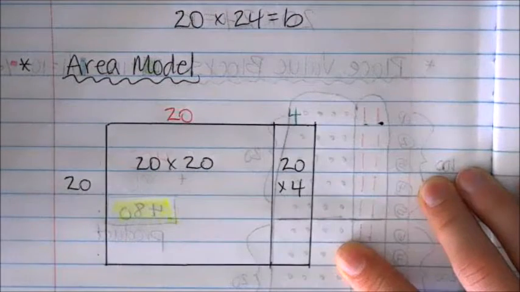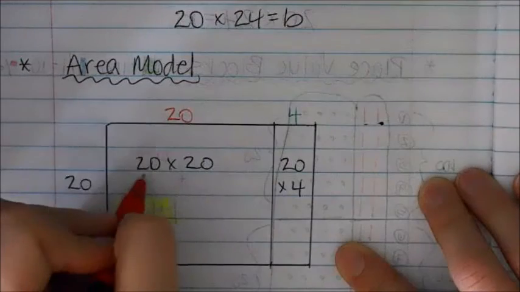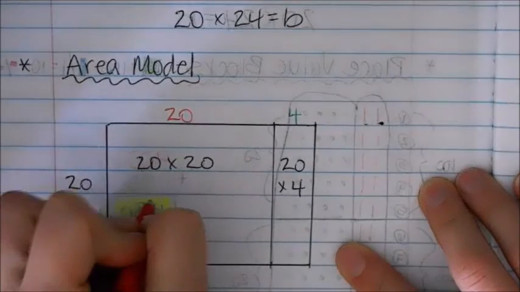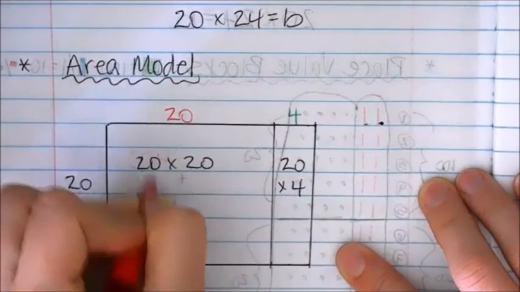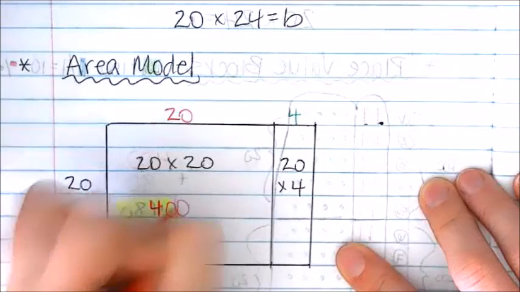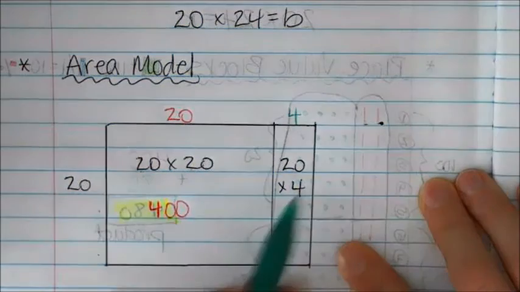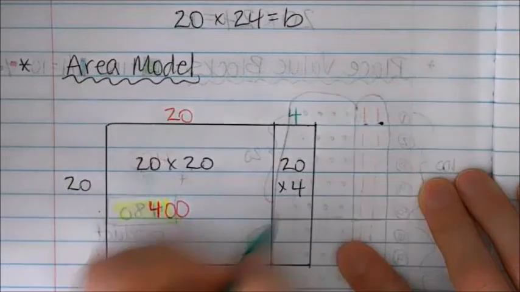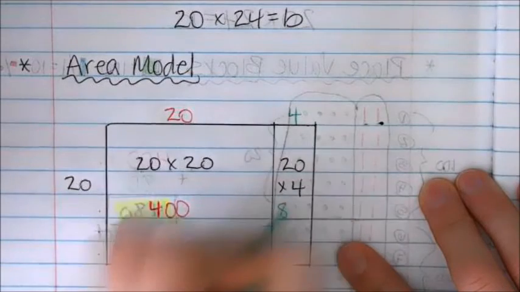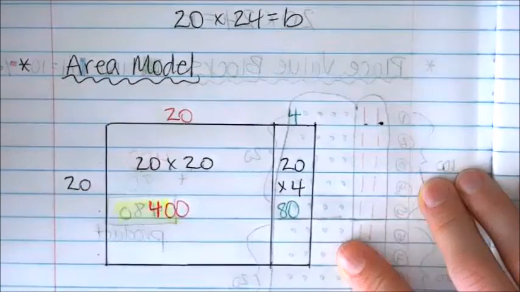What I'm going to find is 20 times 20. We do 2 times 2. That's your basic math fact, which is 4. And add 2 zeros to the back of it, which is 400. And then here I'm going to take 20 times 4. 2 times 4 is 8 with 1 zero, and that's 80.